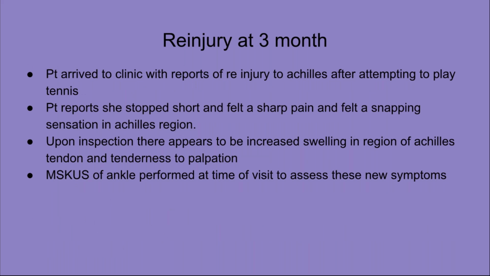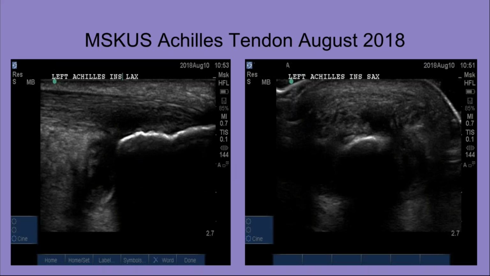So she came to me saying, just about 3 months in, that she had re-injured her Achilles after attempting to play tennis. She reported she stopped short, she felt a sharp pain, and felt a snapping sensation in her Achilles region. So when I looked at it, there appeared to be more swelling in the region of her Achilles tendon, and there was a lot more tenderness to palpation. So I decided to do another MSKUS of her ankle at the time of the visit to assess these new symptoms. And this is what I found.